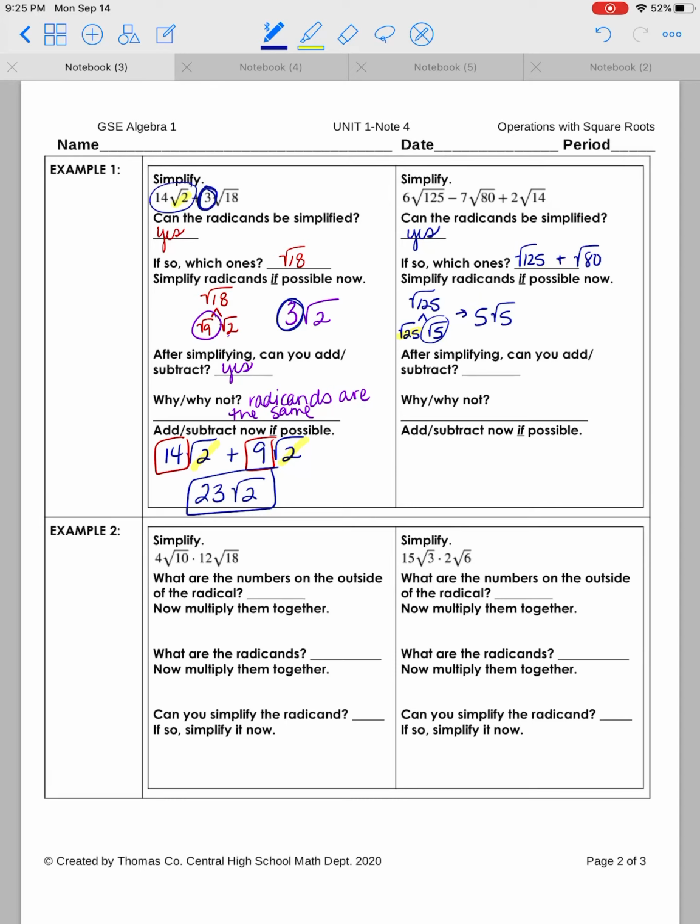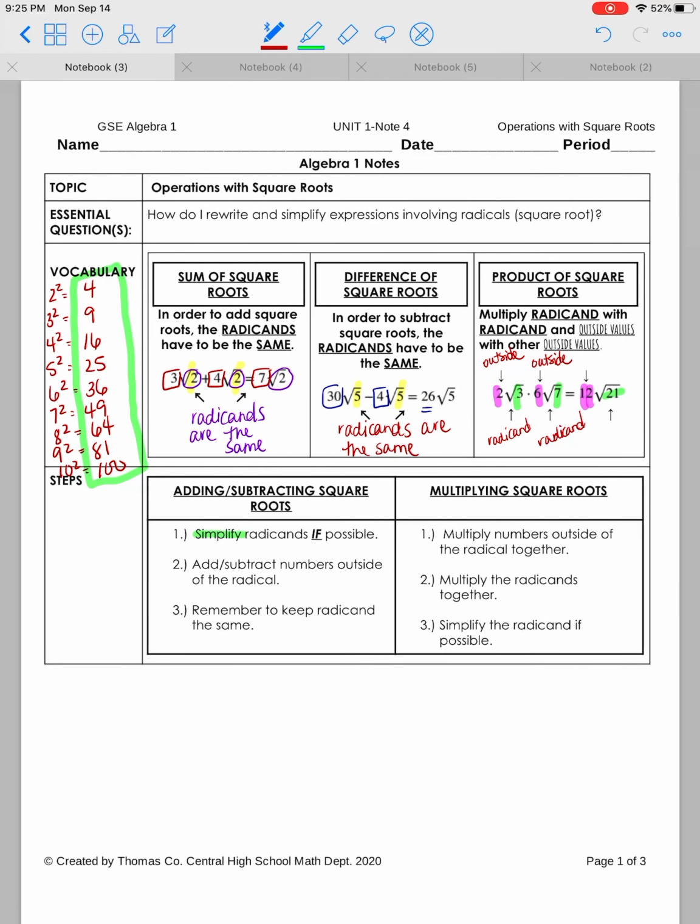Now, I do have to be very careful when I'm going back, because on the outside of this thing, I had a 6. And so I'm going to need to multiply that 6 and that 5. And I'm going to come down here. 6 times 5 gives me 30 square roots of 5. So that's this first part. That's done. Okay, now I'm going to do the square root of 80. So I'm going to come back over here. I need one of these numbers from this list that goes into 80. 4 does, but I don't think it's the biggest number.